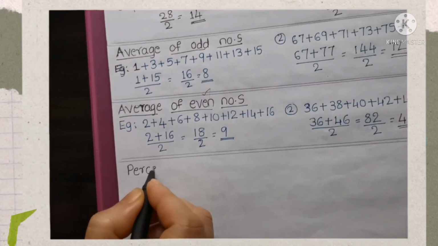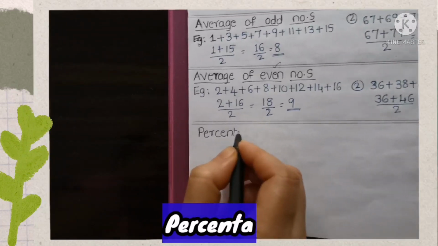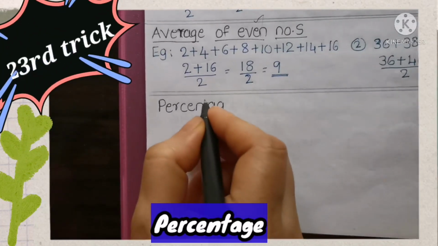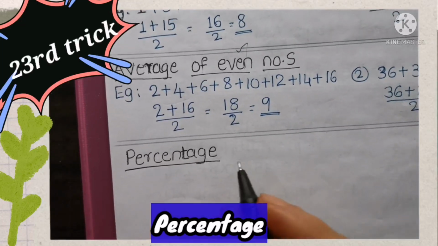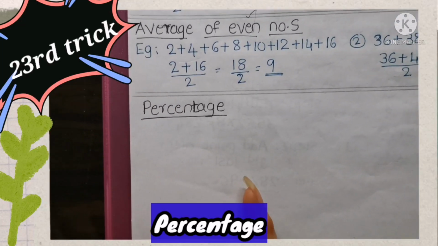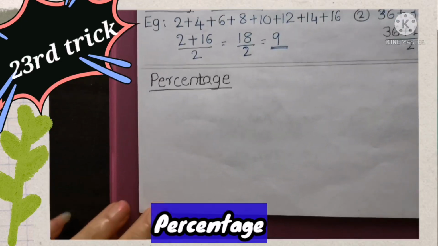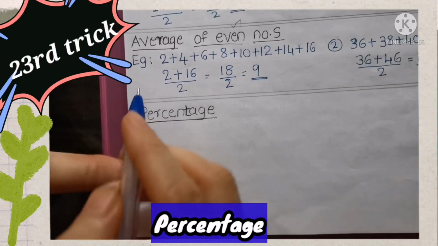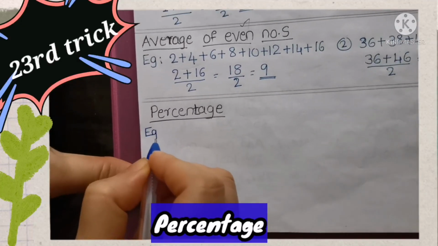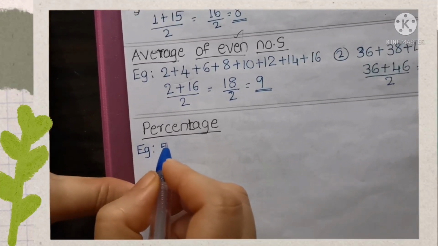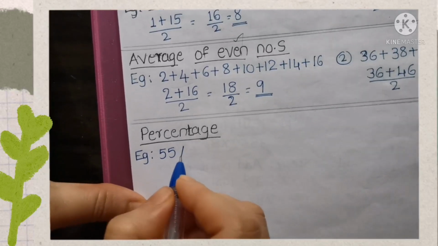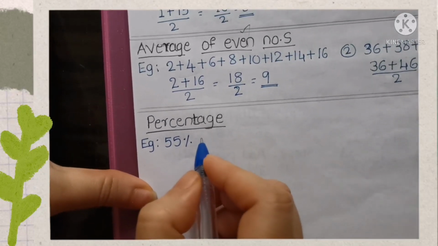Our next trick is percentage. We will see our next trick on percentage. So, what is our step 1? Let's explain it with a small example. 60.